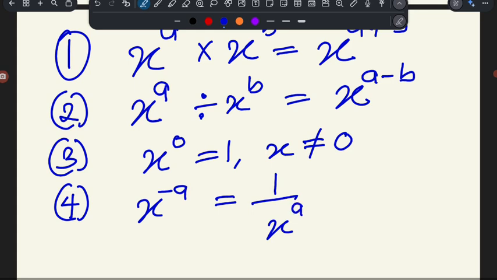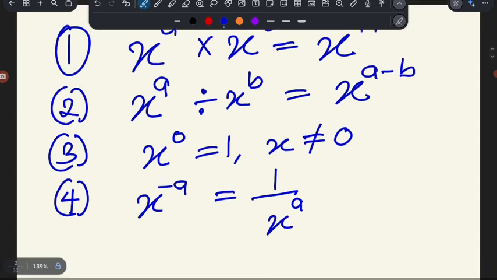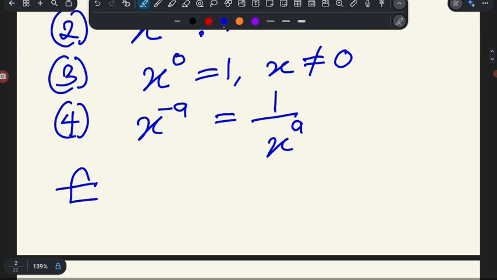I would like to solve some examples relating to these laws, and I'll be using the law to indicate the reason why my answer is like that. Let's try example 1.